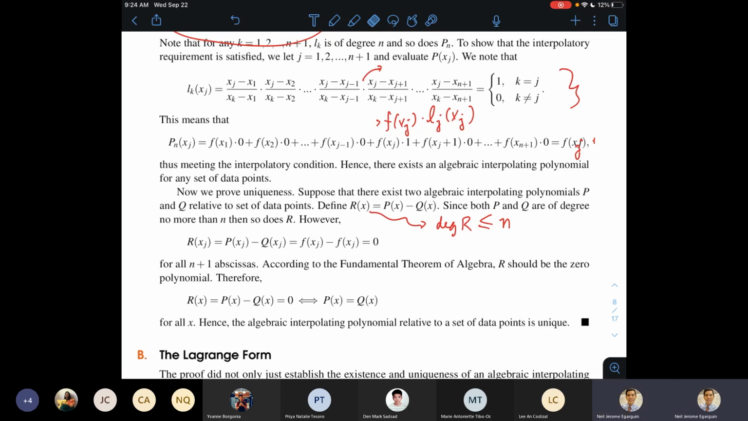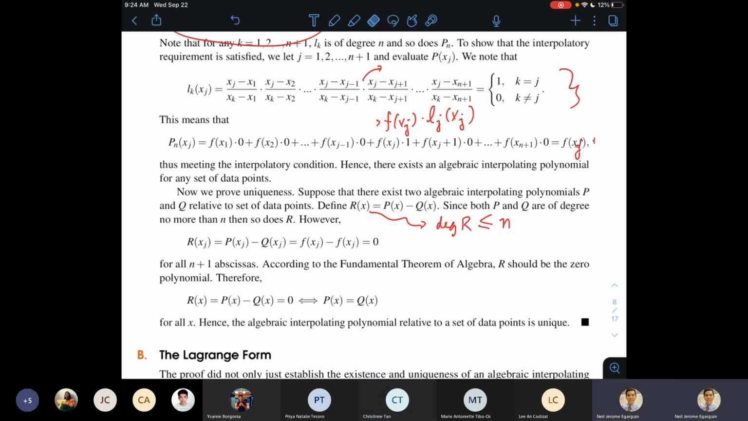Anyone? Yes? Ano po kasi sir, sabi po kasi suppose that there exist two algebraic interpolating polynomials P and Q. So, inassume po natin at first na magkaiba po si P and Q na interpolating polynomials. Kaso po nung nagpasok po tayo ng x sub j po sa P of x sub j minus Q of x sub j, same lang po sila ng function value. So, dahil po 0 po yung difference nila. So, therefore po, contradicting po siya na magkaiba pero yung function value po pala nila ay same.